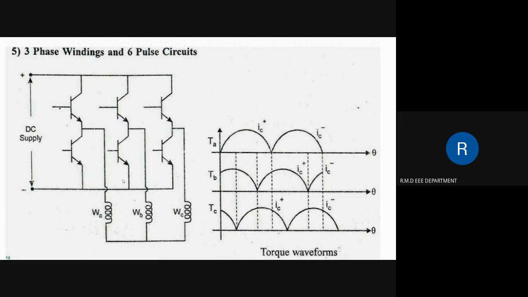The merits of this three-phase winding and 6-pulse circuit: the utilization of winding is better, and the torque and current ripple components are less. The demerits are the transistor utilization is less, and 6 position sensors are required.